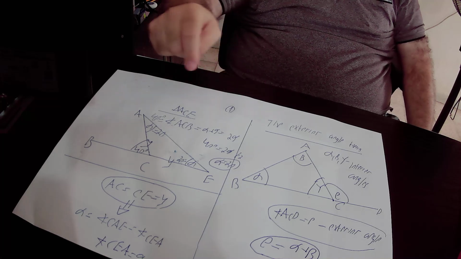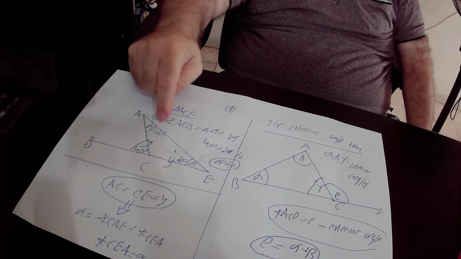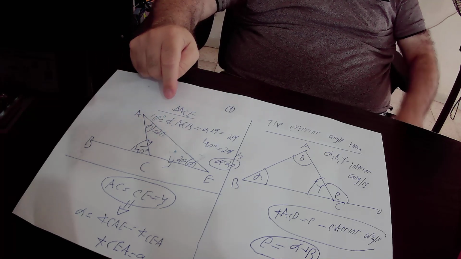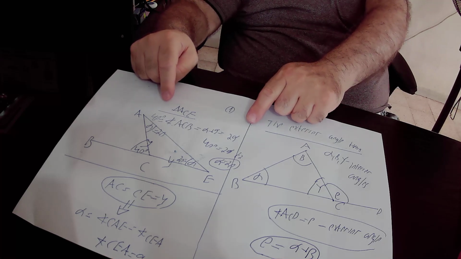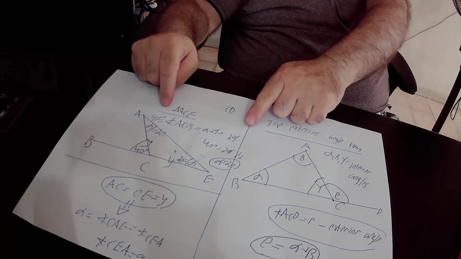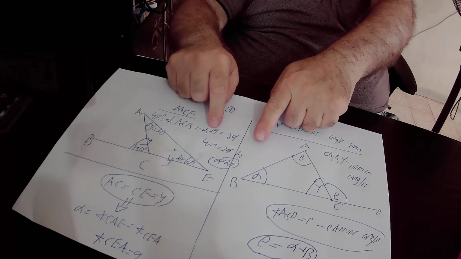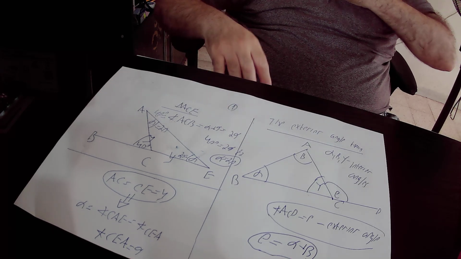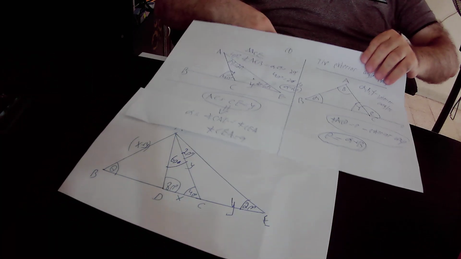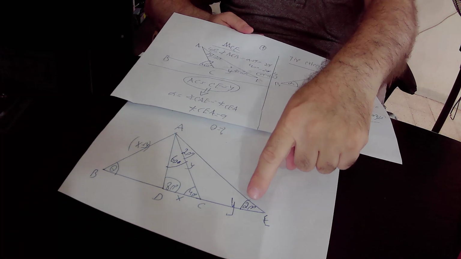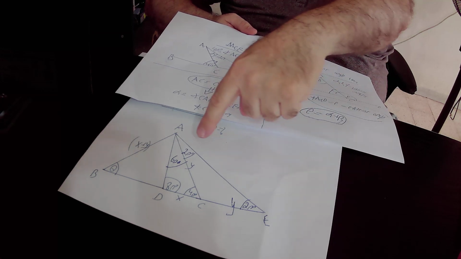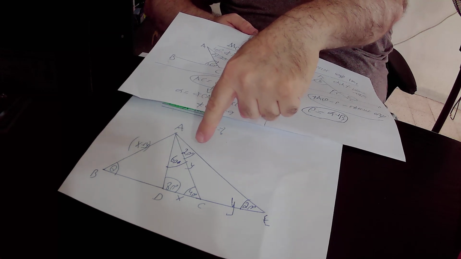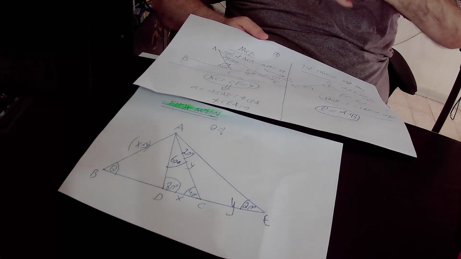Alpha plus alpha is 2 alpha, and it is given that angle ACB equals 40 degrees. So from this equation, we conclude that 40 degrees equals 2 alpha. Here we divided this equation by 2 and found out that angle alpha equals 20 degrees. So this angle alpha equals 20 degrees, and this angle that is also alpha equals 20 degrees.